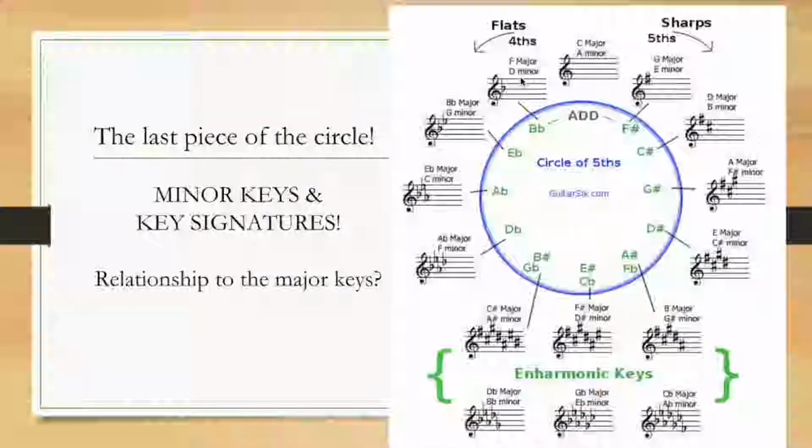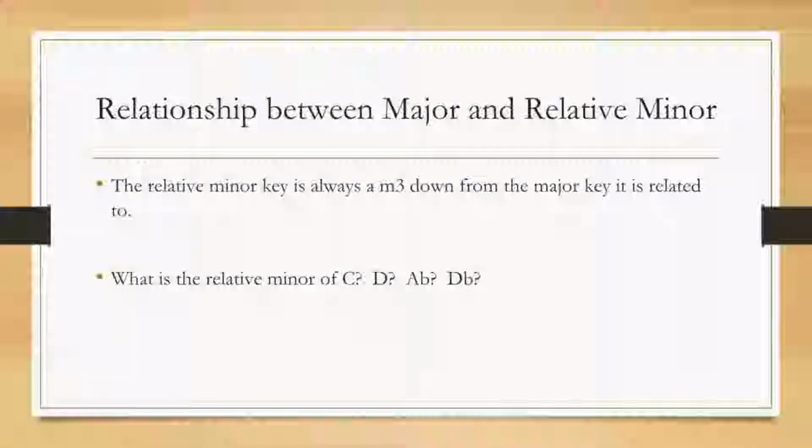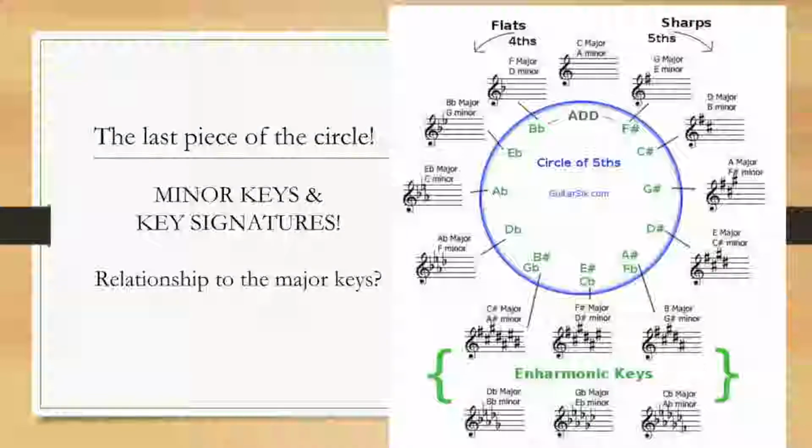Okay? So, looking at all of these little relatives here, do you see anything that's in common on each one of these? Take a couple of seconds and see if you can answer that question. I'll answer it for you. The relative minor key is always a minor third down from the major key it is related to. So if you come back here, look at this. C major is exactly a minor third above A minor. I went down a minor third to get to the relative minor. You can look at any of the other ones of these.